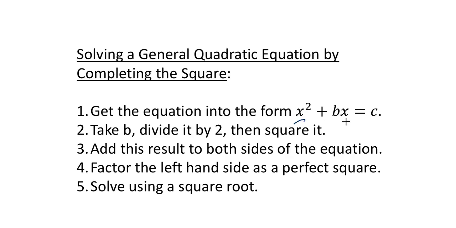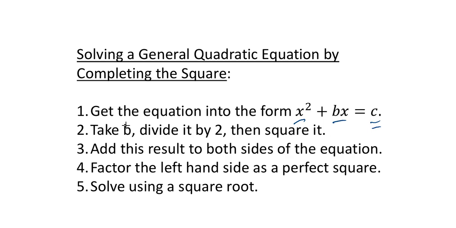So you want your first two terms on the left-hand side of the equation, and then the third term, you just want to move it out of the way by putting it on the right-hand side of the equation. So you have the x squared term on the left-hand side, the x to the first power term on the left-hand side, and then the number that's by itself, put that over on the right-hand side.